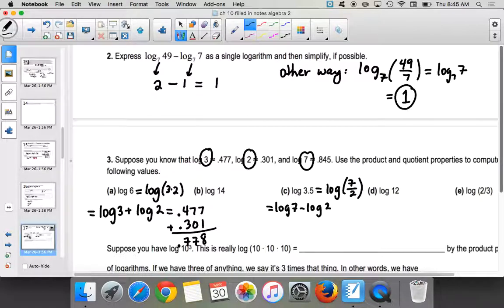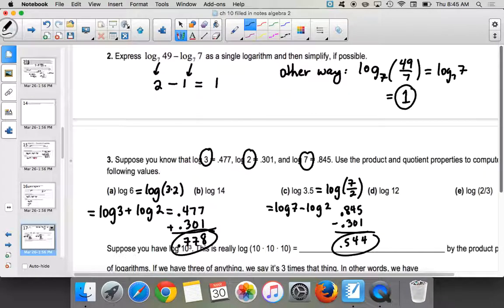So log of 7 minus log of 2 is going to be lining them up. So log of 7 is 0.845 minus log of 2, which is 0.301. And we subtract, so we're going to have a 4, 4, 5. So 0.544 would be the answer. All without a calculator, we can handle this.